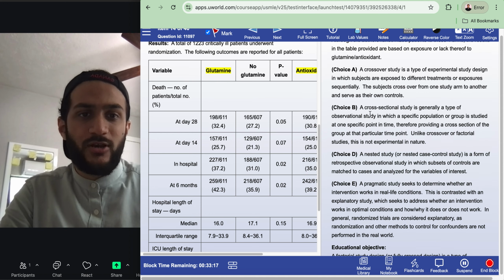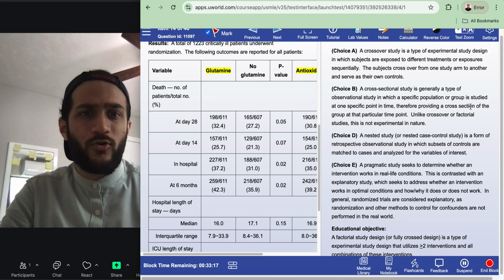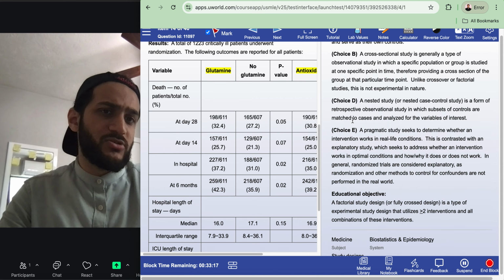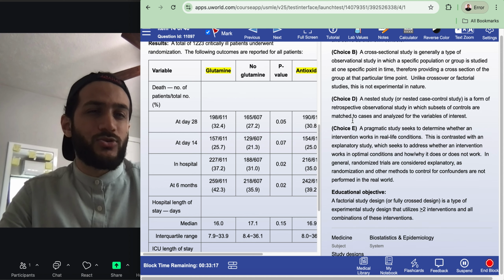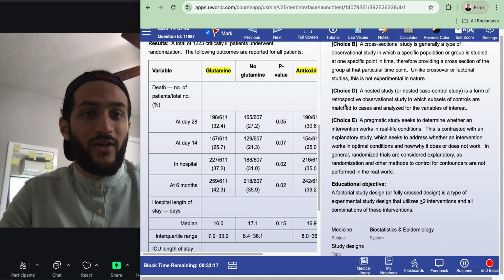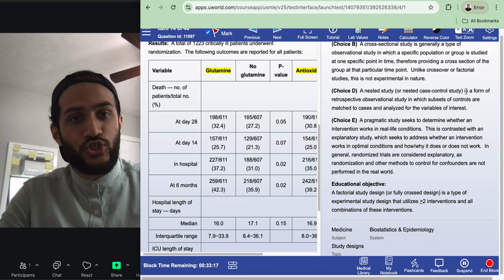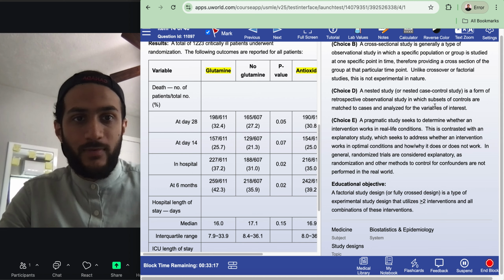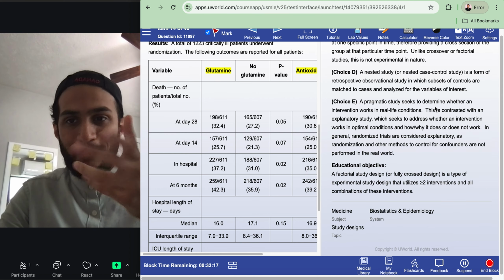A cross-sectional study is a general type of observational study in a specific population or group, studied at one point in time, and therefore provides a cross-section of the group at this particular time point. Unlike crossover or factorial, that is not experimental in nature. A nested study, such as a case control, is a form of retrospective observational study in which subjects or subsets of controls are matched to cases and analyzed for variables of interest. So you have case control, you're looking for risk factors. I guess over here you have subsets of control.